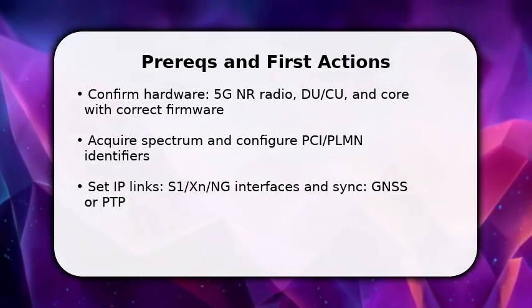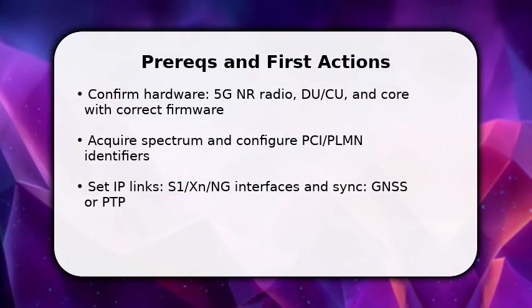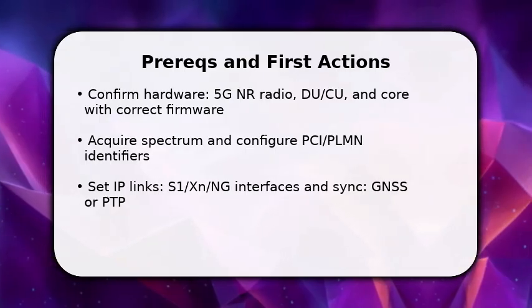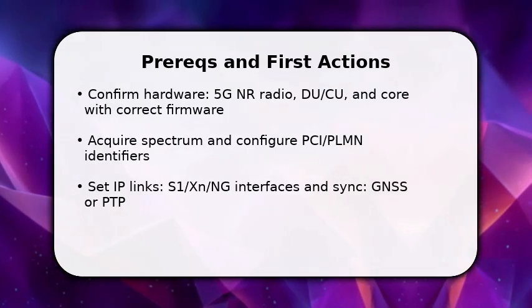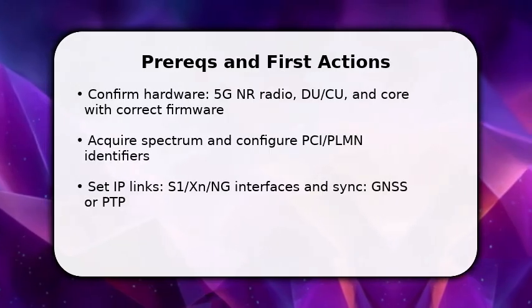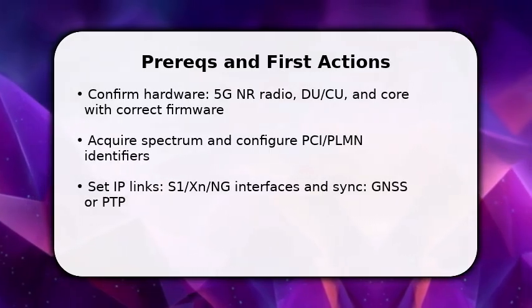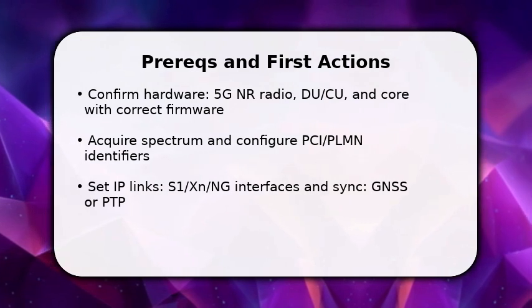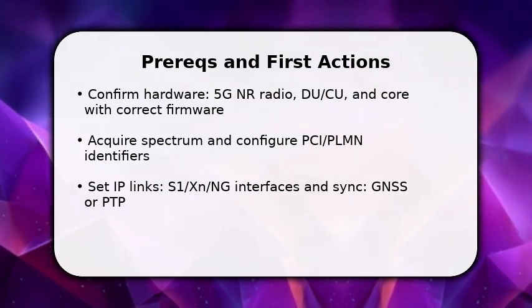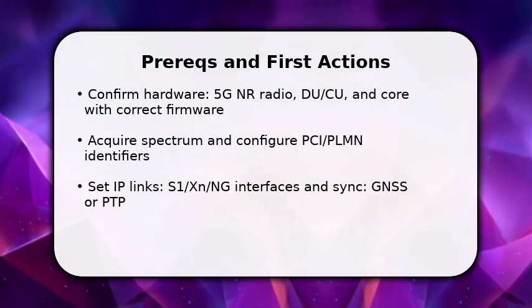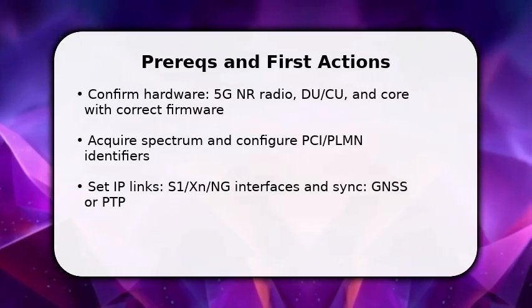Next, bring up IP links for NG, Xn, and management interfaces and ensure timing sync via GNSS or PTP. While you perform these steps, check link MTU and VLAN tagging. This avoids later packet fragmentation. Begin radios in low-power test mode to verify connectivity before full activation.